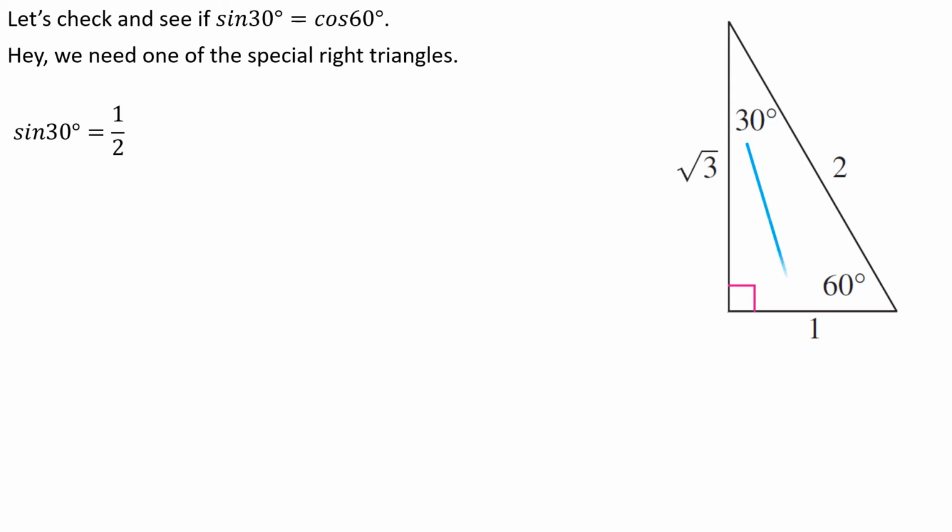Now, of course, sine is opposite over hypotenuse. So sine of 30 degrees has to be 1/2. Cosine, of course, is adjacent over hypotenuse. So cosine of 60 degrees has to be 1/2. Sure enough, sine of 30 degrees really is equal to the cosine of 60 degrees.